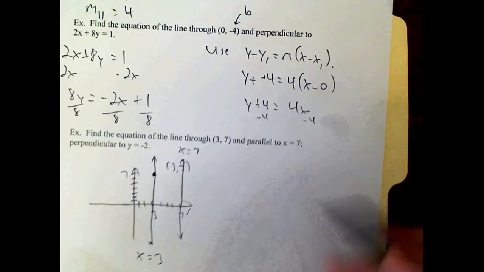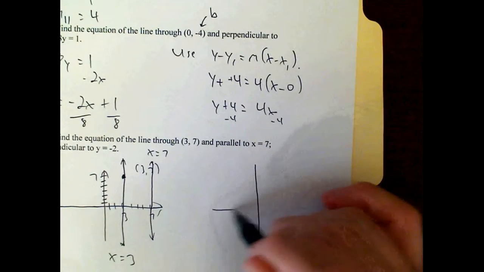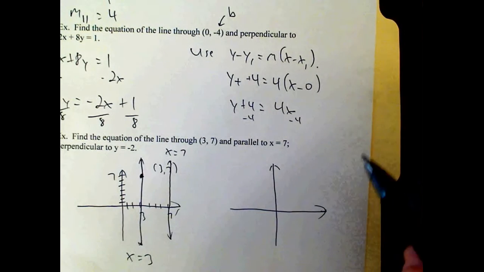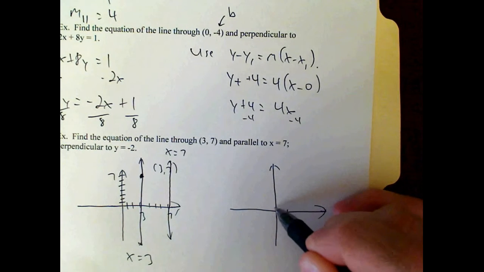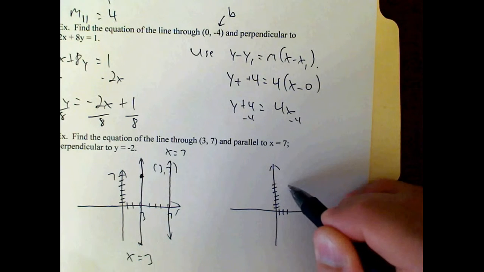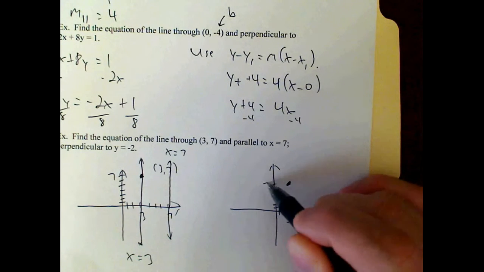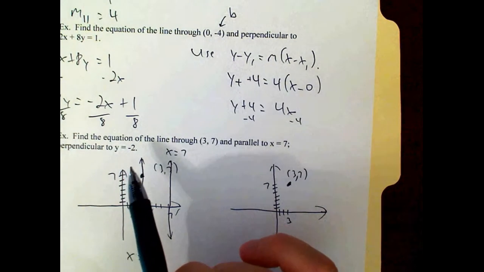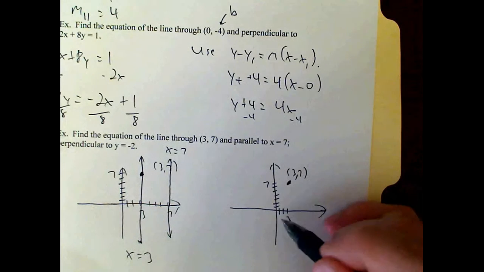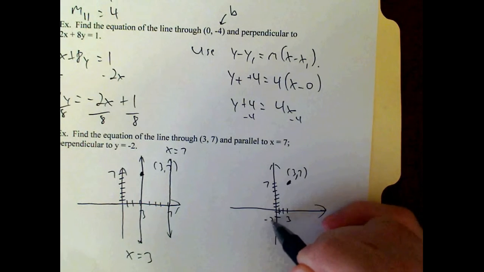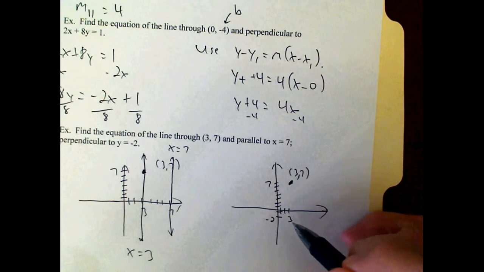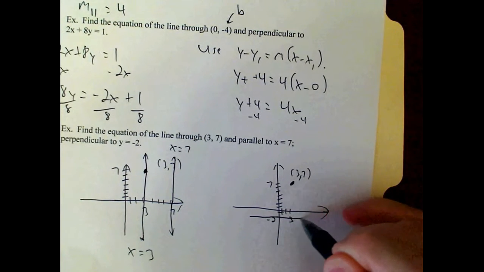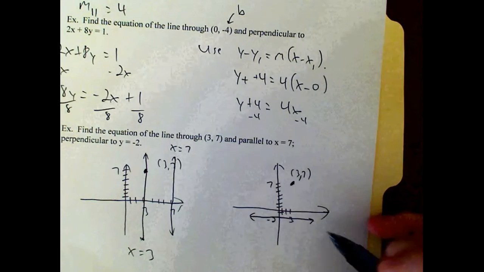And I'm going to draw another grid so we can do perpendicular to y equals negative 2. But first, let's plot this point, (3, 7). Now, let's draw the line y equals negative 2. Y equals negative 2 goes through the y-axis at negative 2, which means, since it's y equals some number, it's a horizontal line. Y equals negative 2.